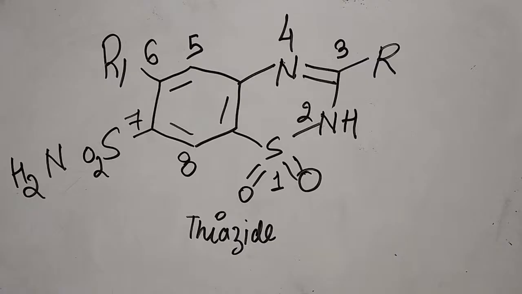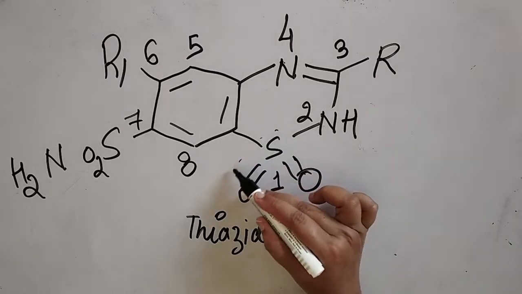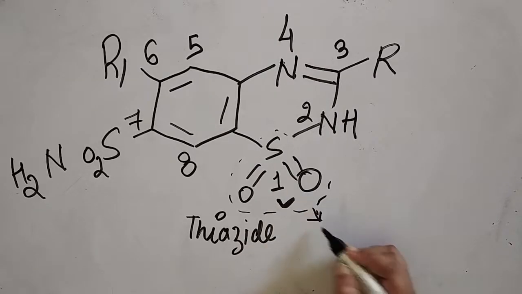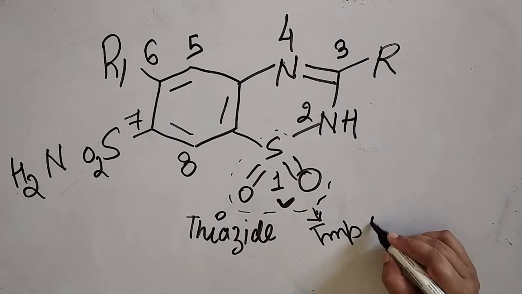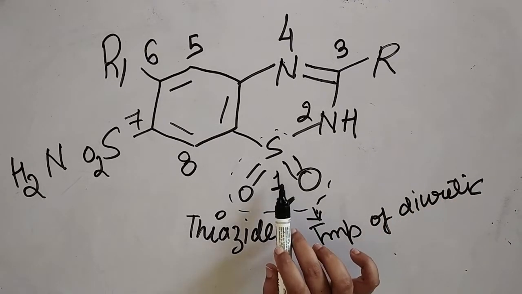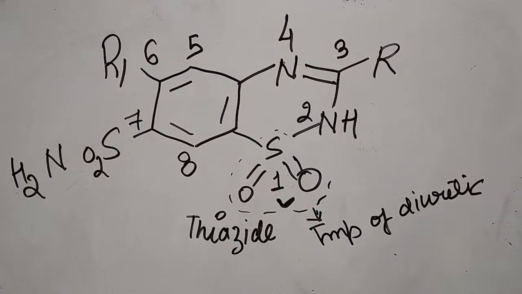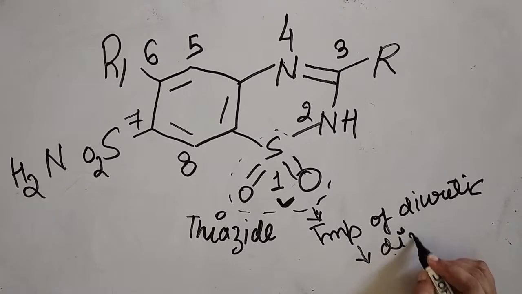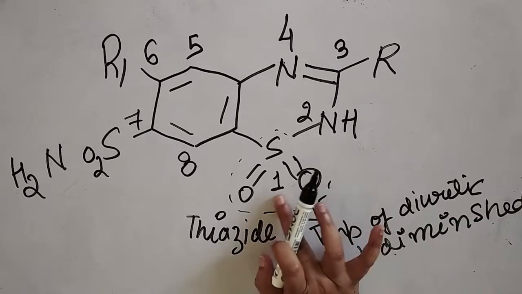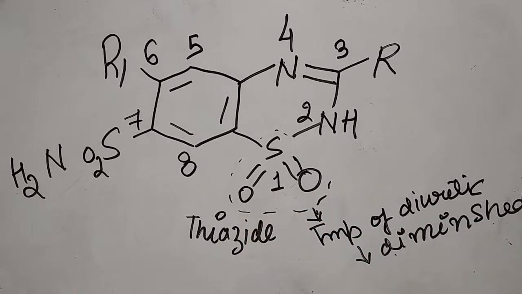In the first position, the SO2 group is there. The presence of the SO2 group is important for diuretic activity. So that will be your first point. If you replace this SO2 group, the activity will diminish, means it will be completely lost. The presence of the SO2 group in thiazide derivatives will increase the diuretic activity. If it is replaced by any other functional group, then the activity will be lost.